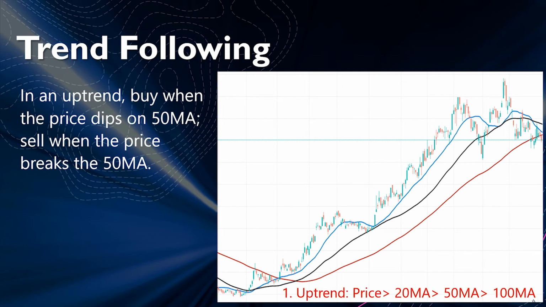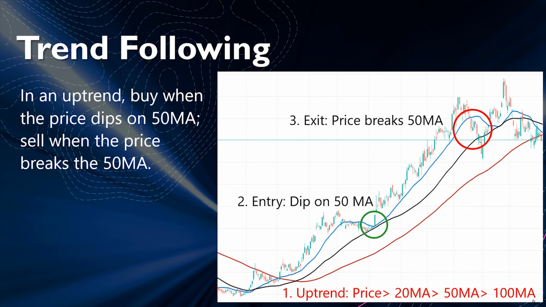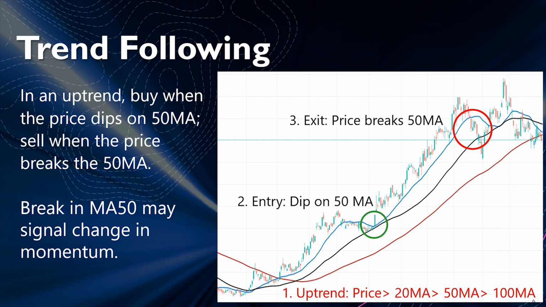In this example, number 1 confirms an uptrend as there is a presence of triple crossover with the price above the MAs. The price then dips on MA 50, signaling a buy for position trade. In number 3, the position was sold when the price breaks below MA 50. Notice that the price still continued to go up after exiting the trade, but the momentum changed from uptrend to sideways. That's because a break of MA 50 may signal change in the price momentum.